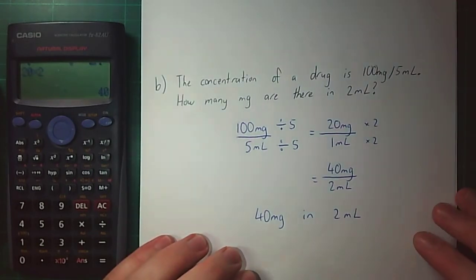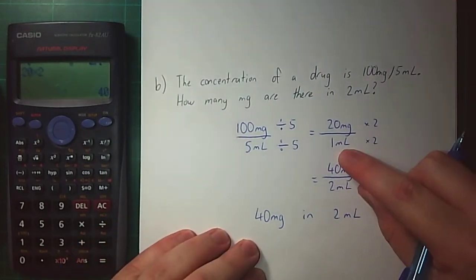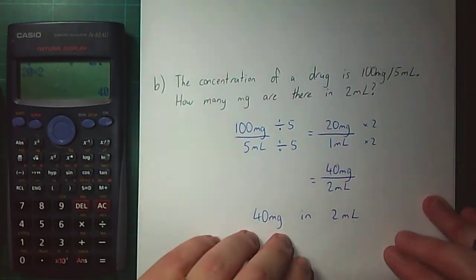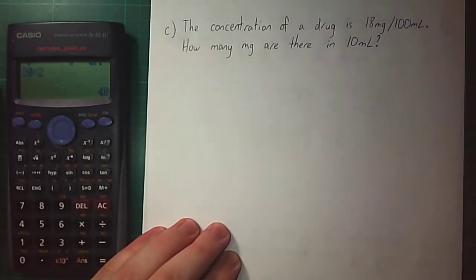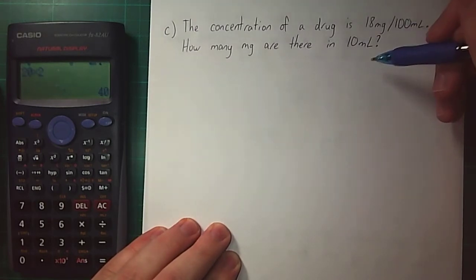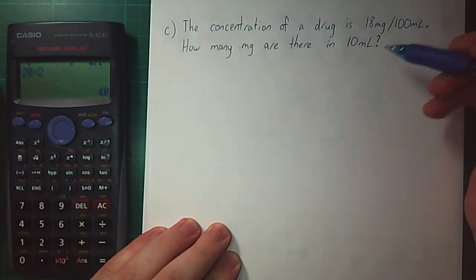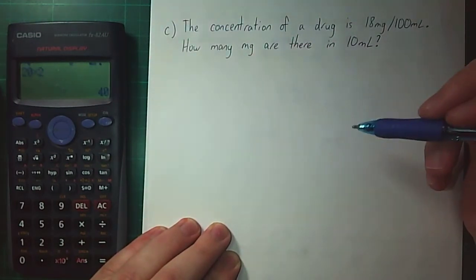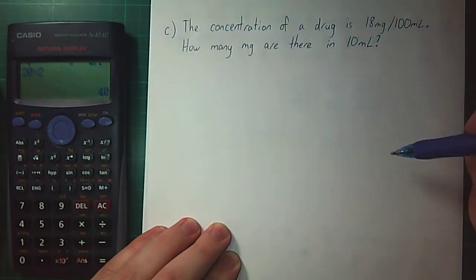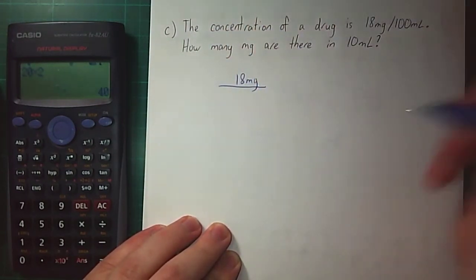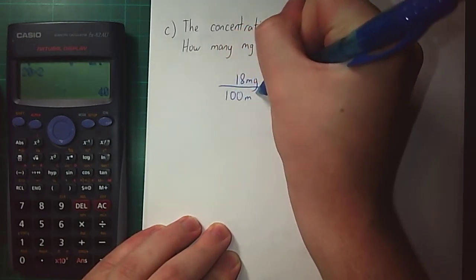We're going to try that one more time. Same process, get it down to 1. That's the unitary method, and then we'll get our answer. So, last question. The concentration of a drug is 18 milligrams for every 100 milliliters. How many milligrams are there in 10 milliliters? So this is kind of like A, but I'm going to use the method from B because it will work every single time. So first, 18 milligrams over 100 milliliters.